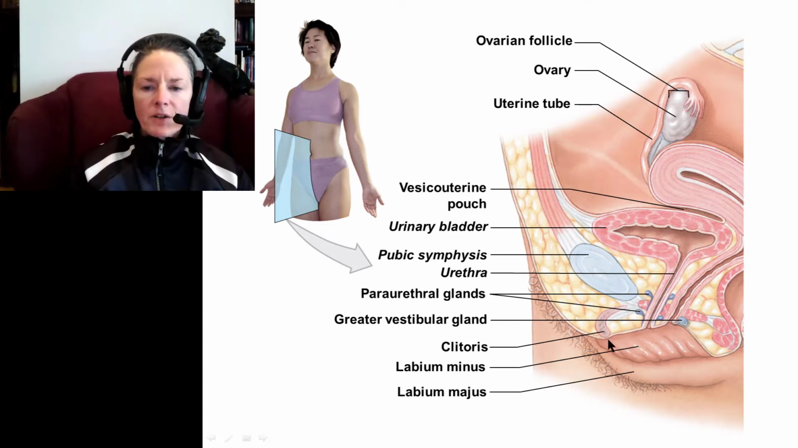And it has a very similar role in that it will have erectile tissues in it, similar to the corpora cavernosa and corpus spongiosum of the penis. All right, then we have this labium minus and labium majus. This is the singular, since we're just showing one half of it here. The plural is labia.